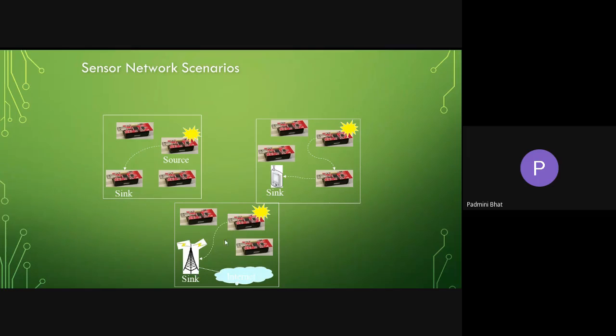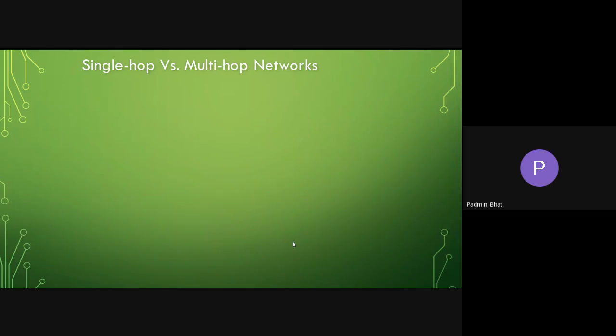Then there is one more thing. See here, this is the source, and from here this is the sink. But the sink here is a transceiver, which is transmitting as well as receiving. It receives from here, then connects to the internet, from where it can be broadcast or sent to many nodes through wired communication. That scenario is also possible.